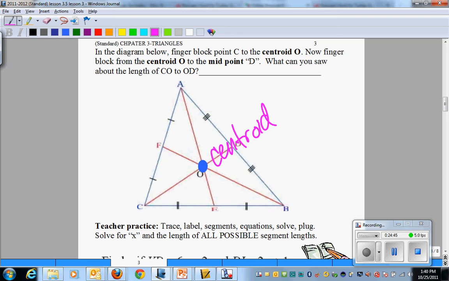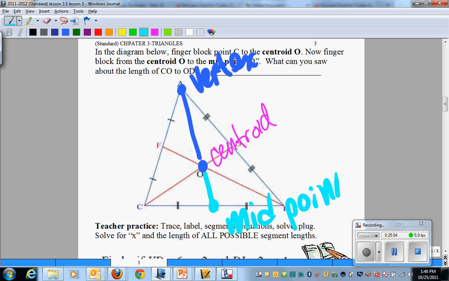Okay, ready? Now darken from the vertex to the centroid. And now draw a separate segment from the centroid to the midpoint. Please label those: vertex to centroid, centroid to midpoint. I'm on page 3 for those of you who got lost.